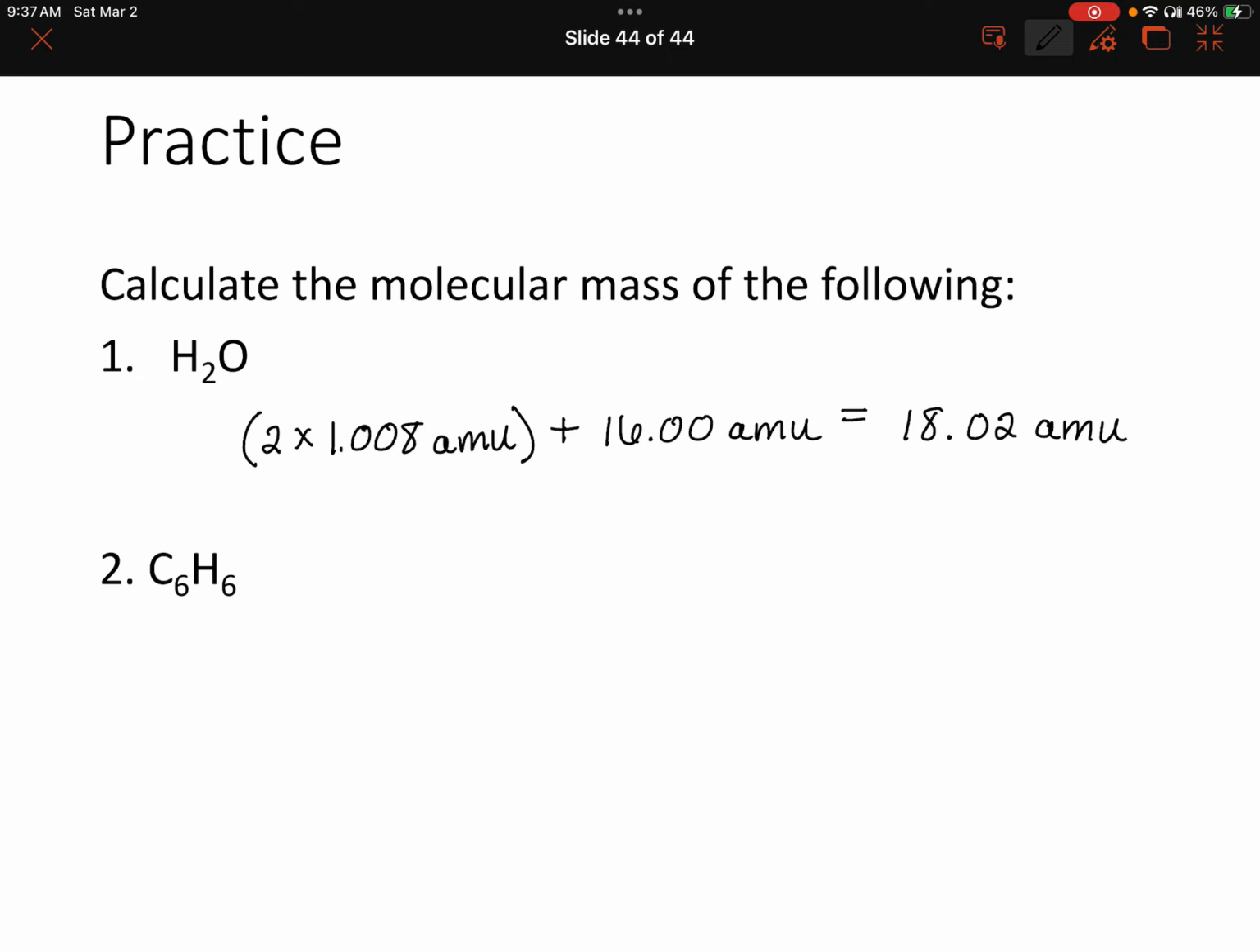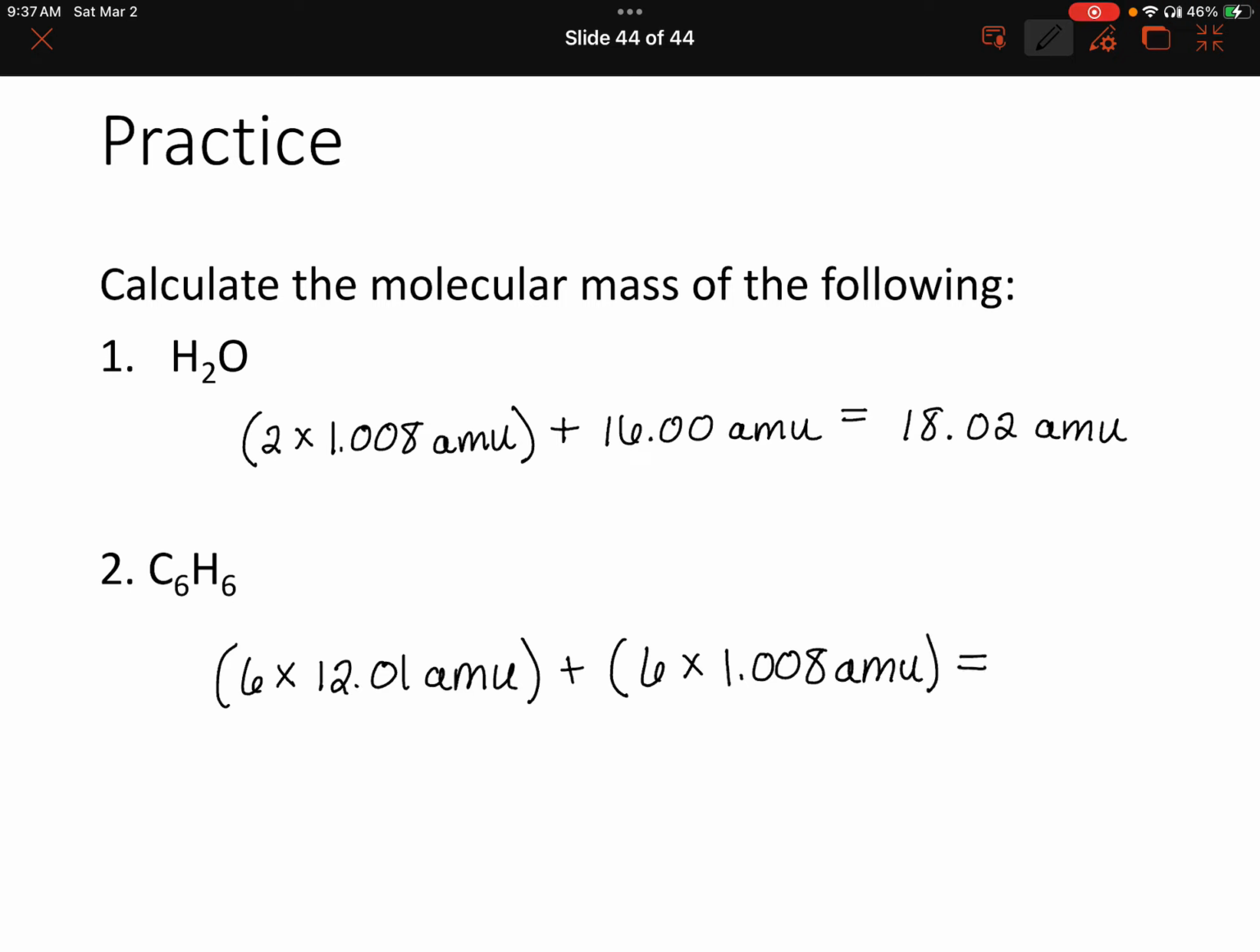Now let's look at the mass of C6H6. So we have 6 carbons, and the mass of carbon is 12.01 AMU, and we have 6 hydrogens. All right, so if we plug that into our calculator, we should get a value of 78.11 AMU. So super easy, not too bad. And we'll use these molecular masses later on when we start doing some calculations.